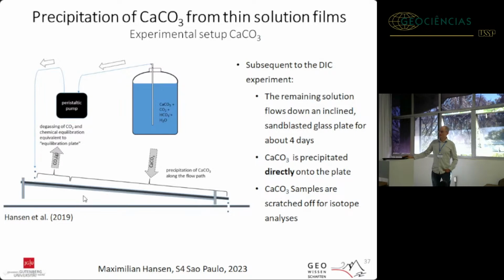And once the experiment was finished, we took the glass plate out of the system. We scratched off calcium carbonate samples for the same distance as we sampled them for the DIC, because we wanted to know how the isotope fractionation between the DIC and the calcium carbonate develops over the time.